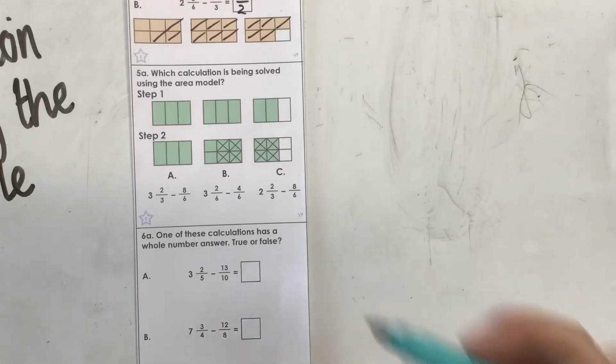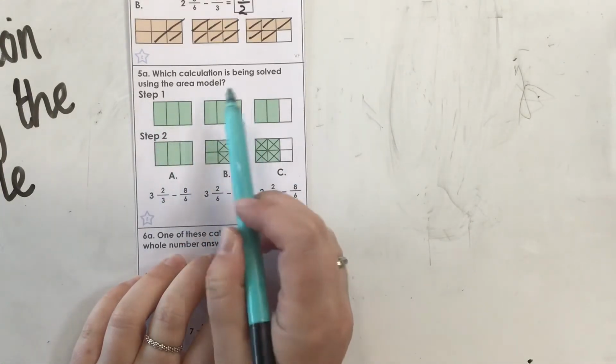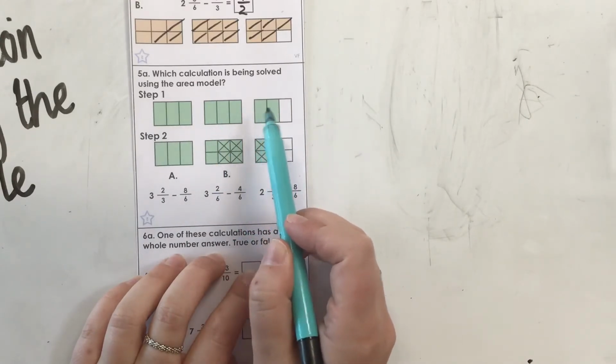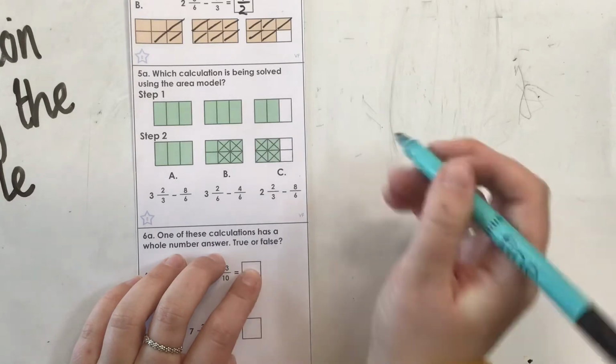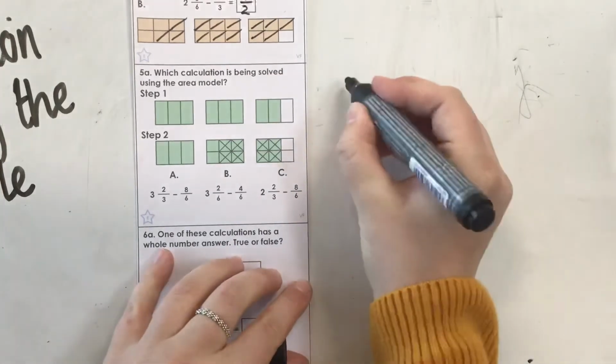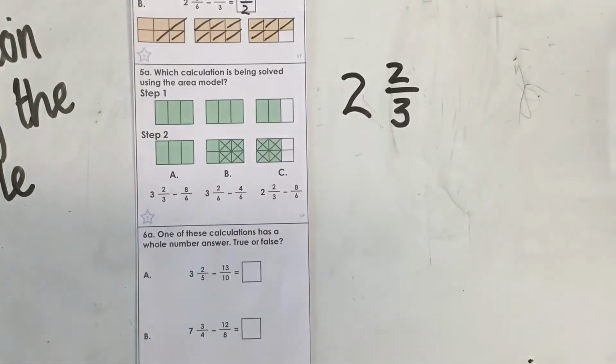So, looking at step 1, I can see I've got 1 whole, 2 wholes, and what fraction left over? There's 3 in total and 2 are shaded. So my mixed number is 2 and 2/3, just like that. So that's my mixed number in step 1. And then what has been taken away in step 2?